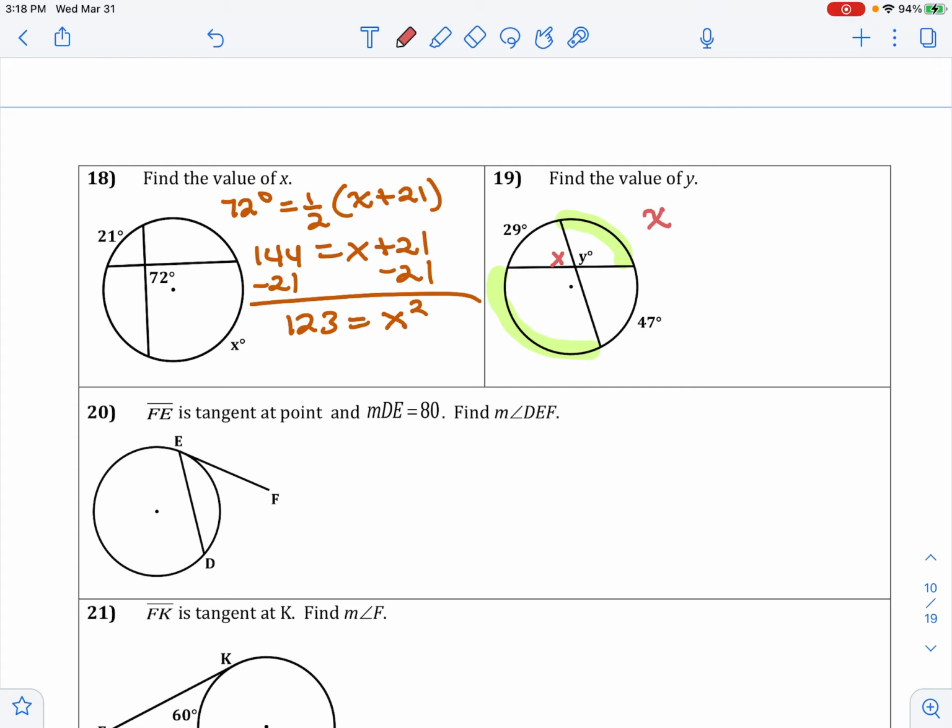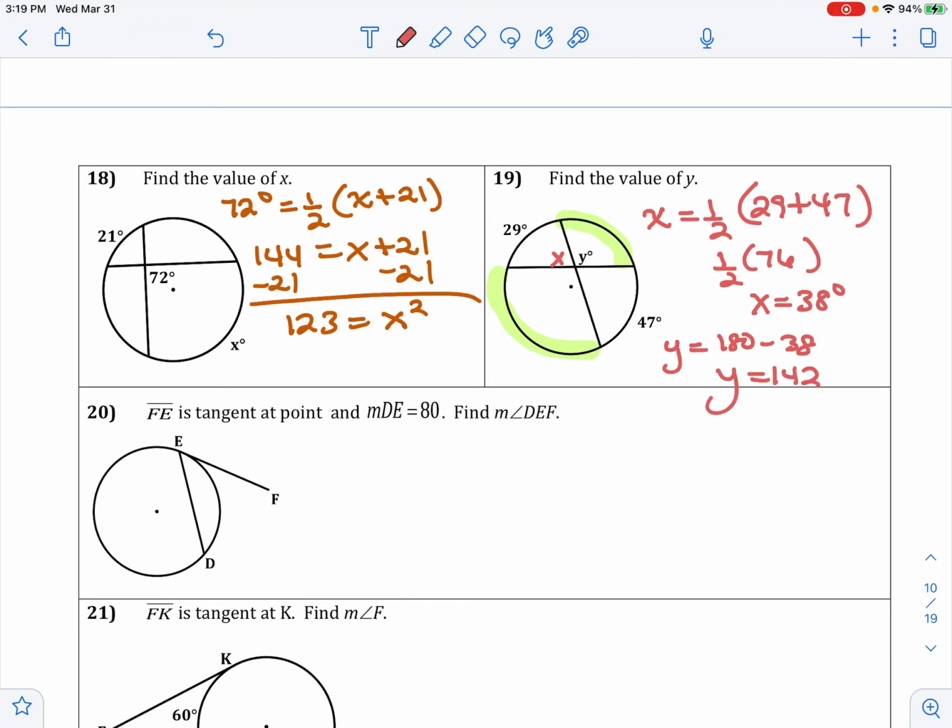So inside the circle, but not at the center, the angle equals half the sum of the arcs. So half of 29 plus 47. When I add those together, I get 76. And half of 76 is 38. So x equals 38. And x is next door neighbor to y. They form a linear pair. They're supplementary. So if I want to find y, I just have to take 180 minus 38. And y is 142. So we kind of had to work around this one to get to our y.